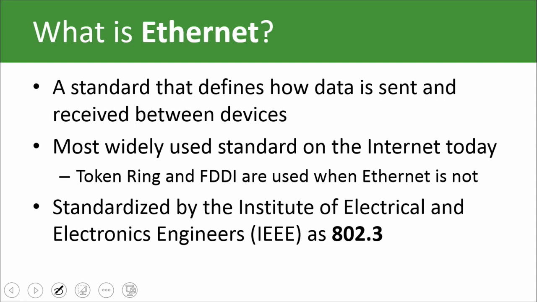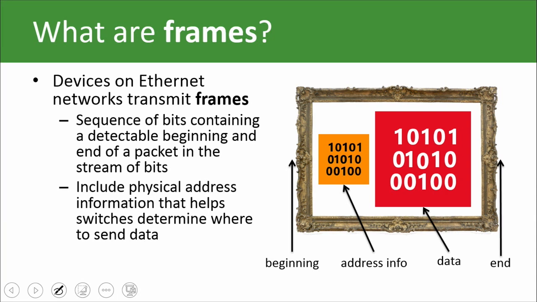There are a couple of other standards that are used, though. You've got token ring, which each device actually has to possess a piece of data called a token in order to be able to send data on a topology. Then you also have FDDI, which is a topology used for fiber optic communication. This Ethernet standard is governed by the Institute of Electrical and Electronics Engineers, IEEE, and it's referred to as 802.3.